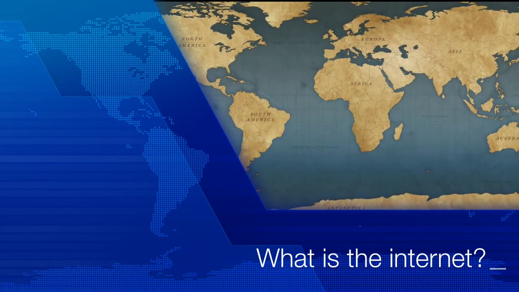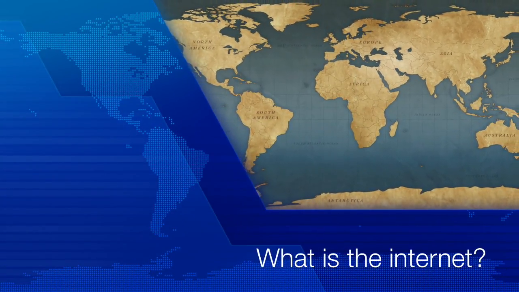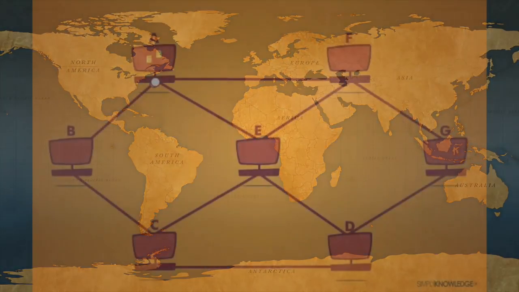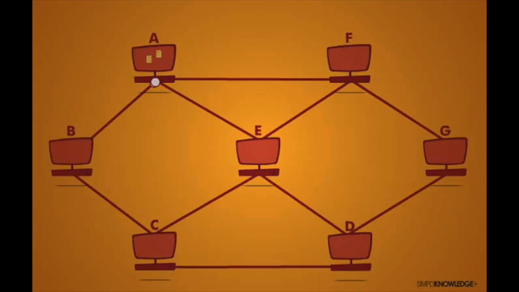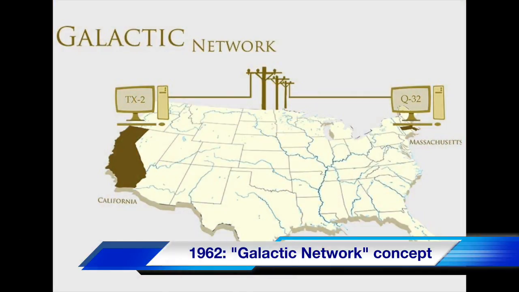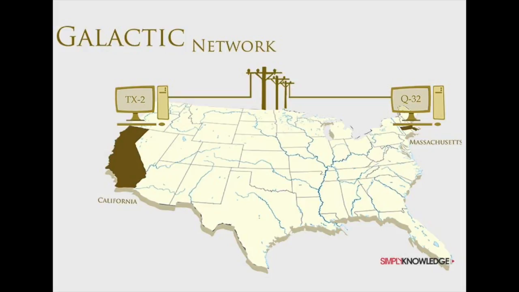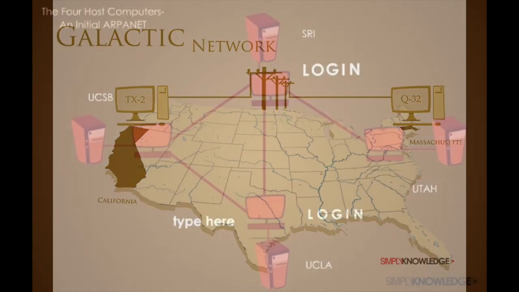What is the Internet? Such a simple question, but how do you answer it? Let us start from the beginning. In 1961, Leonard Kleinrock published a paper on packet switching theory, the same idea as queuing theory but for communication between computers. Also at MIT in 1962, J.C.R. Licklider sent memos about his galactic network concept. The idea of the Internet had been born.